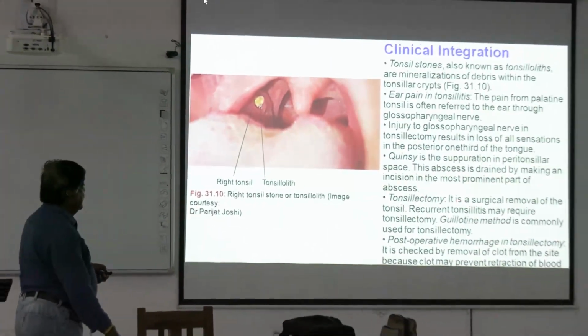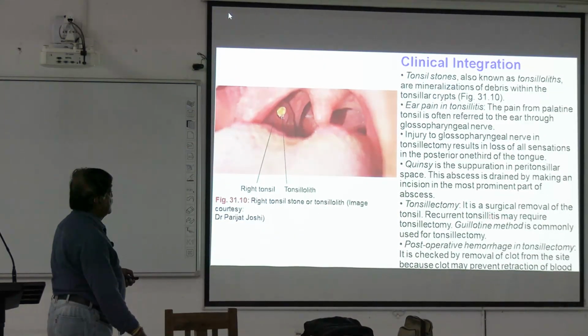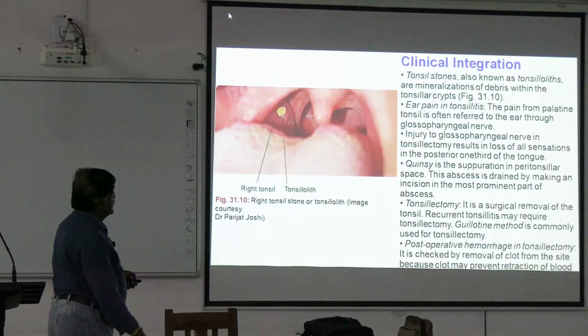Now, tonsillectomy is the surgical removal of the tonsils. Recurrent tonsillitis may require tonsillectomy. Guillotine methods are commonly used for tonsillectomy. Post-operative hemorrhage after tonsillectomy is checked by removal of the clot from the site, because the clot may prevent retraction of the blood vessel.